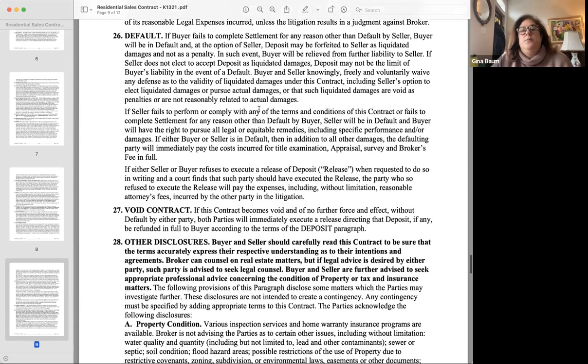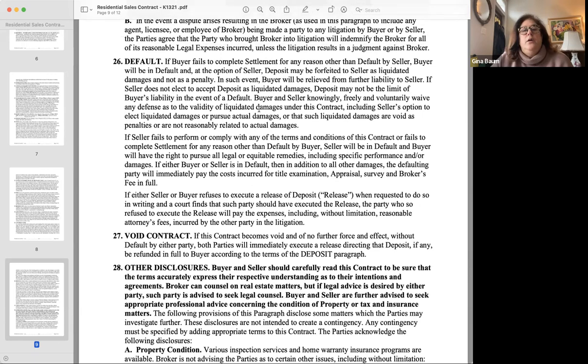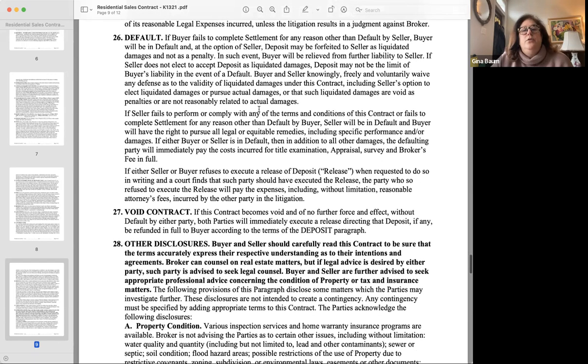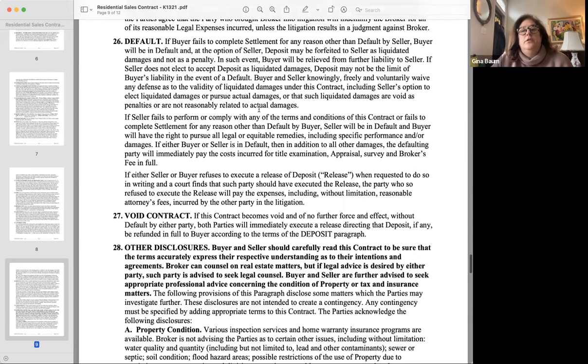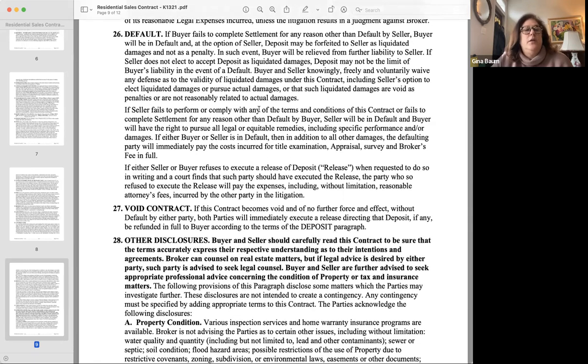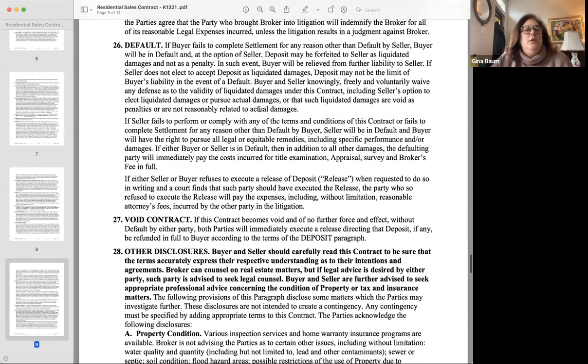Okay, so if we have to obtain an attorney and we're brought into a court and the other side is found at fault, then they pay the attorney's fees.